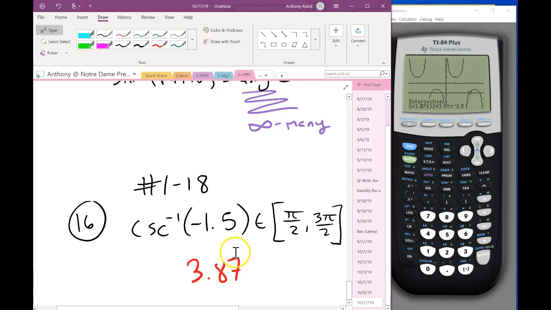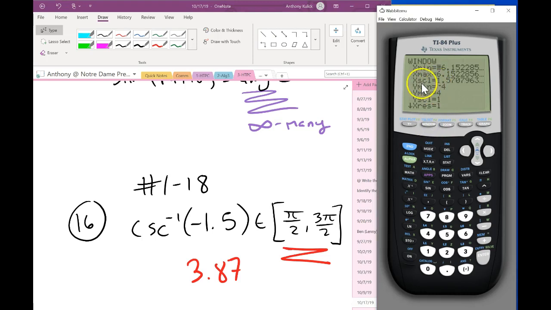Sure. So we're told in the problem that we want to be between pi over 2 and 3 pi over 2. When I look at my window, the way my calculator is set, the x scale is 1.57. That is pi over 2, 3.14 divided by 2. So this is pi over 2, the start of where I'd want to be looking. That's 2 pi over 2, or just pi. And that's 3 pi over 2. So I'm looking for an intersection in between these two values. The only one that happens there is this one.